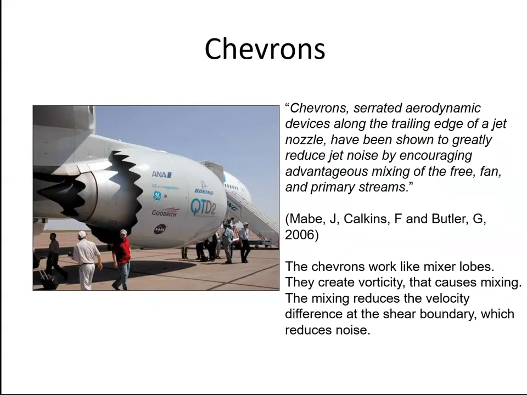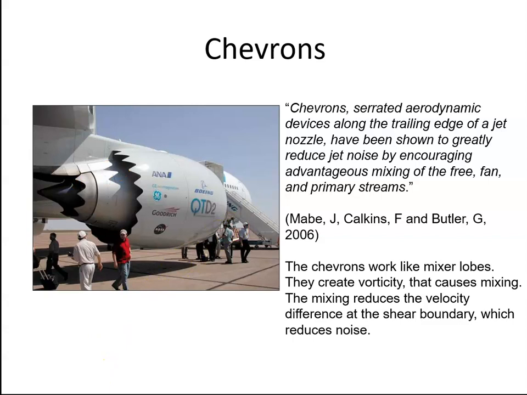Recently, we've seen the addition of chevrons. The chevrons help create vortices that help mix the air along here and here. And studies have found that chevrons have been shown to greatly reduce jet noise by encouraging advantageous mixing of the free, fan and primary stream.